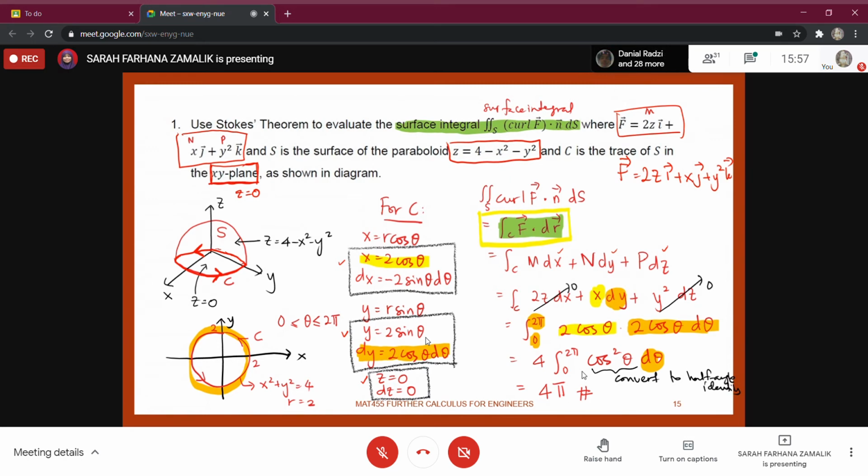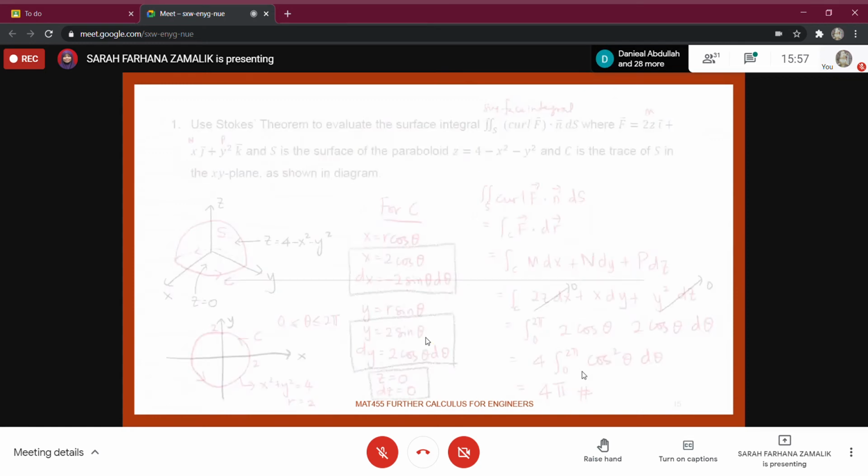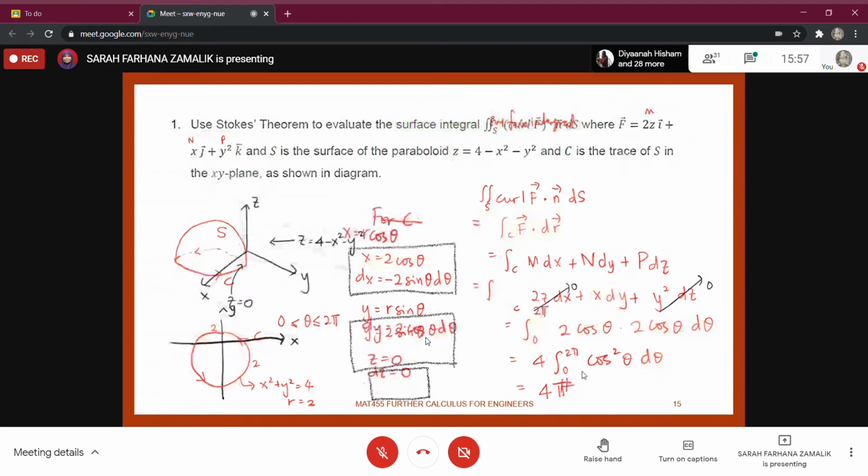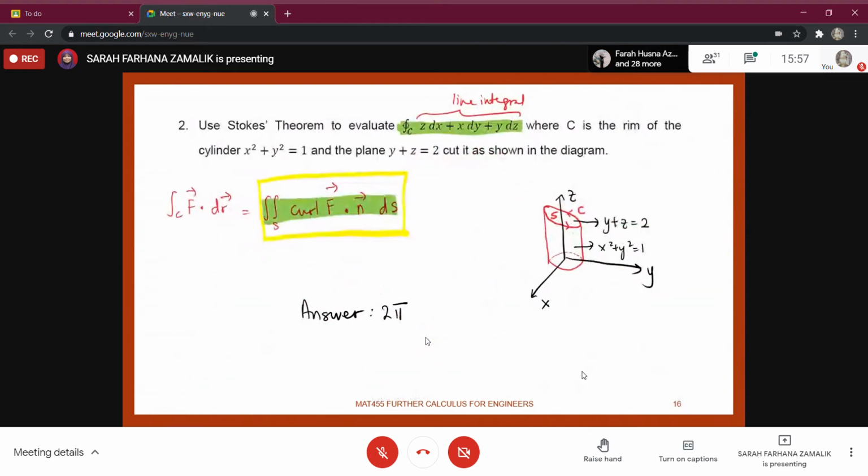So that is for example, exercise number 1. Integrate this one yourself, okay? So integrate until you get the answer. So number 1, okay? Number 2 now. What time is it already? It's almost 4 o'clock already.